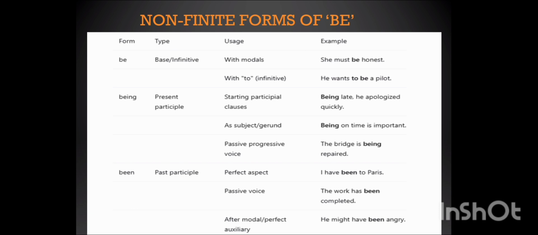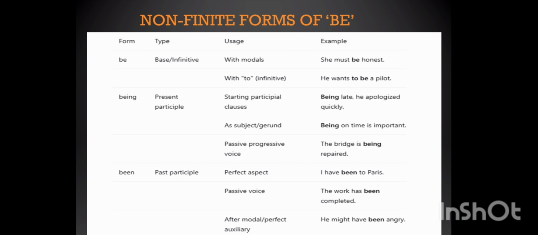You can see that be can be used as the base form, and it can be used with a modal. For example, she must be honest and he wants to be a pilot. Whereas being, as a present participle, can be used in clauses, for example, being late, he apologized quickly. It can be used as a subject or gerund: being on time is important, and it can be used as passive progressive: the bridge is being repaired.